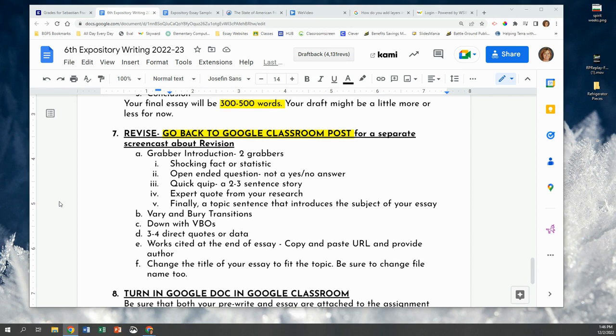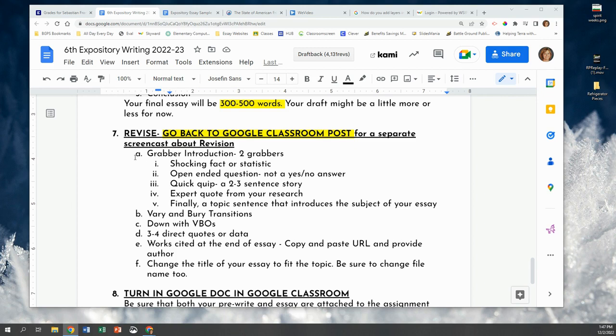A lot of times when we're younger, revision means what are we going to add? And you might be adding things, but mostly in revision, you're making changes. It might be adding some things, it might be taking things out, it might be rearranging some things, and it might also just be word choice. So let's get started.